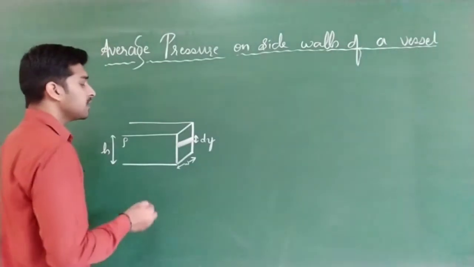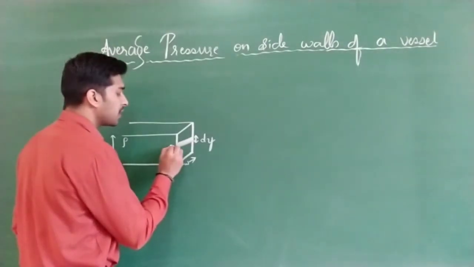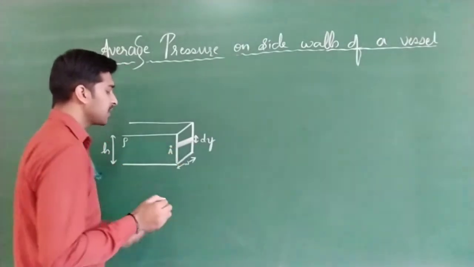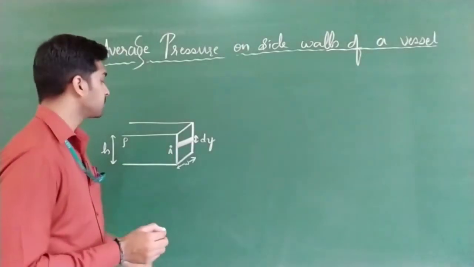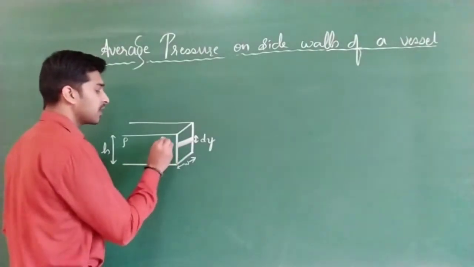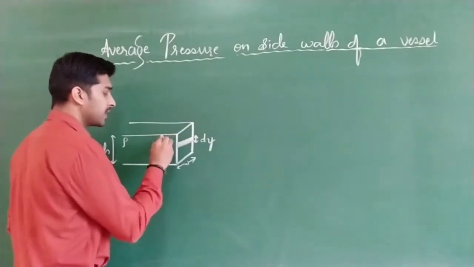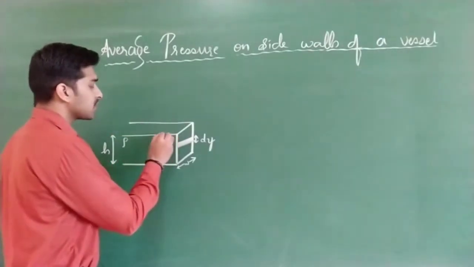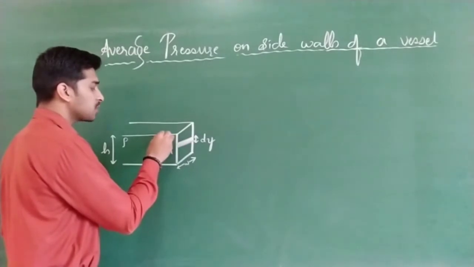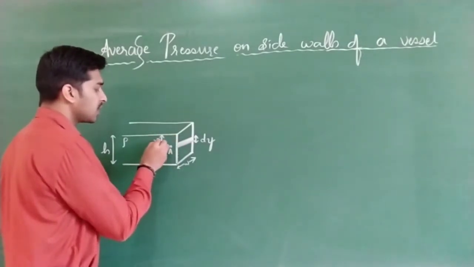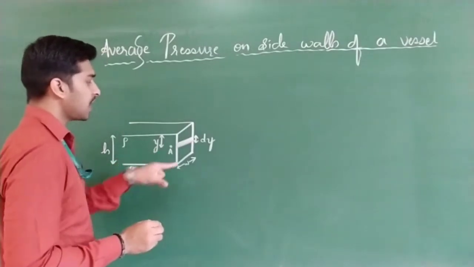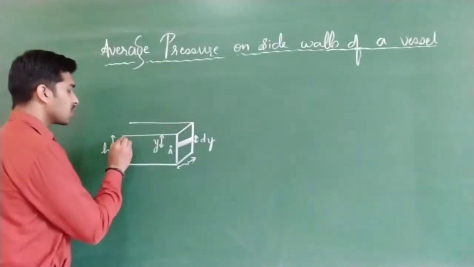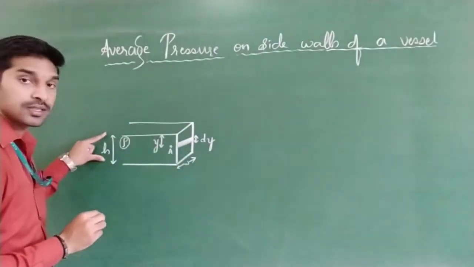And here we are considering one general point, and we are naming it as point A. This point A is at a distance y from the top surface. When the top surface of the vessel is here, then from that top surface to this point A, the total distance is y. For the small element it is dy, width is w, density is rho, and total height is h.